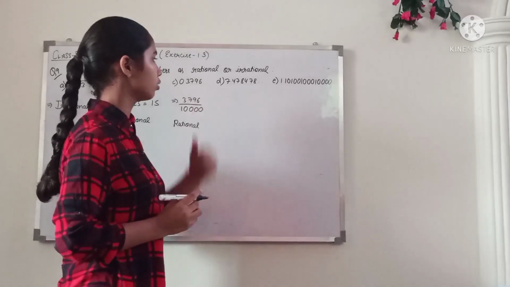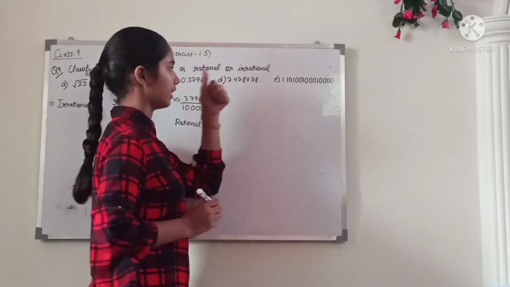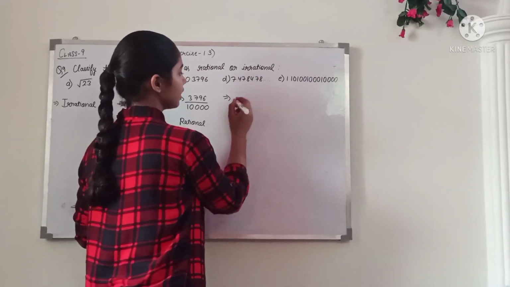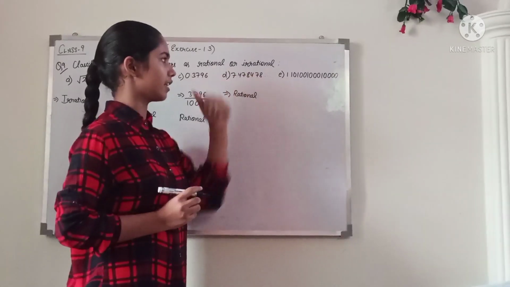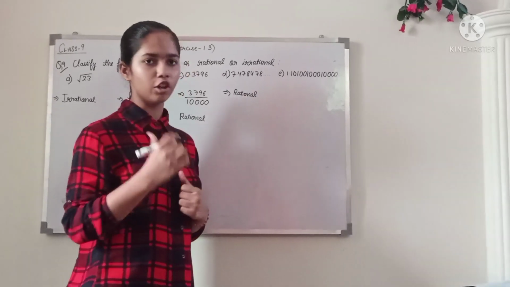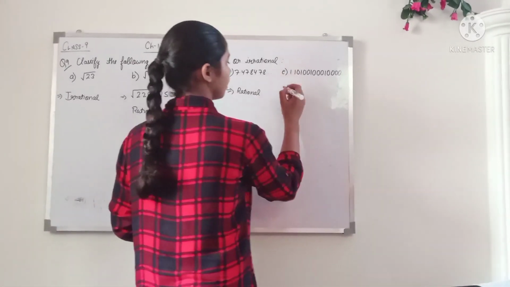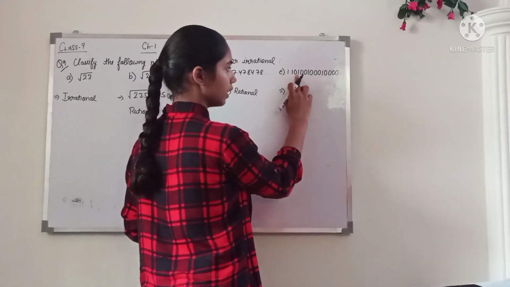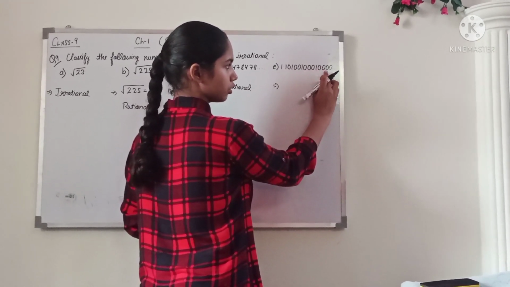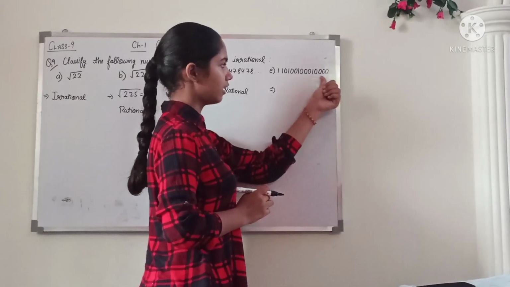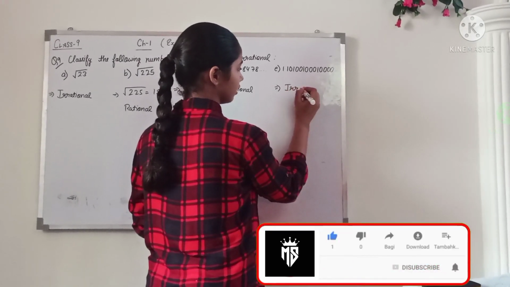Now coming to the next part. 7.478478. This is also rational. You are thinking it is irrational, but it is a non-terminating, recurring decimal expansion. So it is rational. Now this is irrational because 10100, then 1000, 10000. So here our digits are changing. They are repeating but changing digits. So it is irrational.